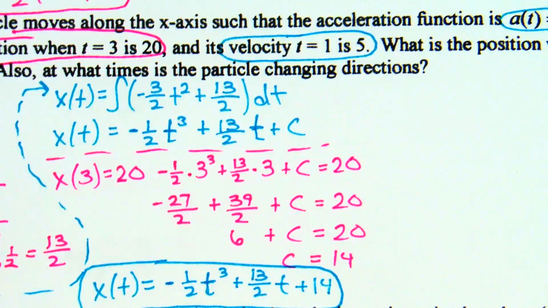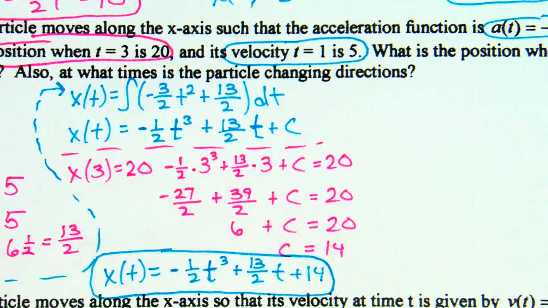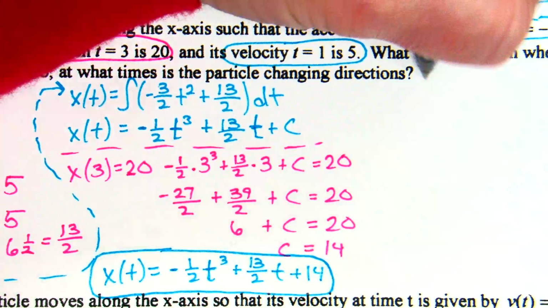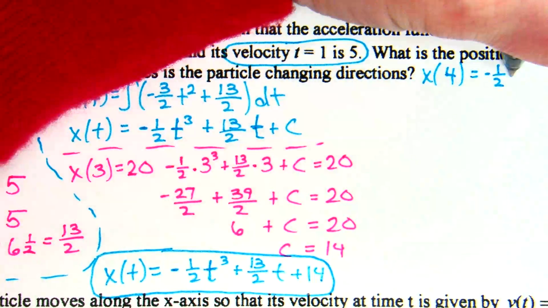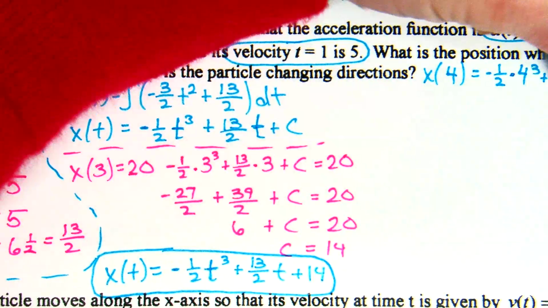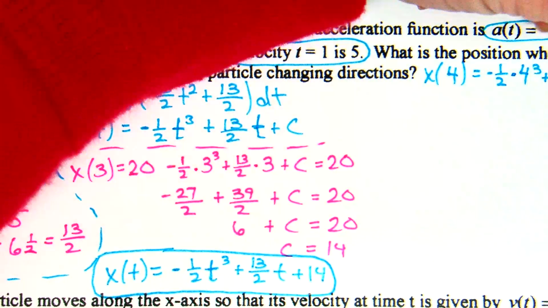And the question is, what were we asked to find? First question: when t equals 4, what is the position when t equals 4? So we're finding x of 4. Negative 1/2 times 4 cubed plus 13 halves times 4 plus 14.